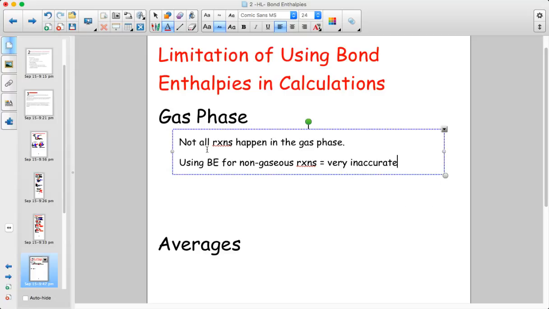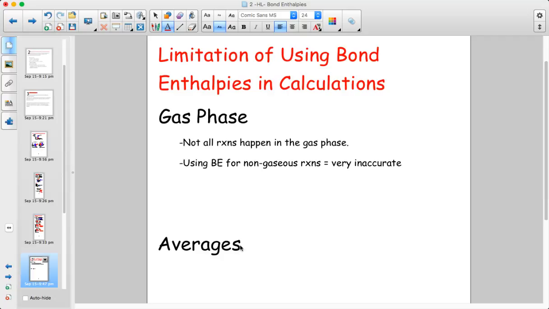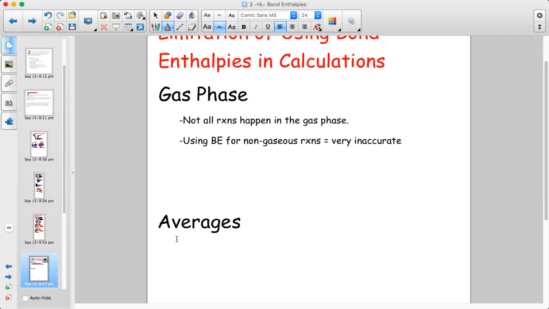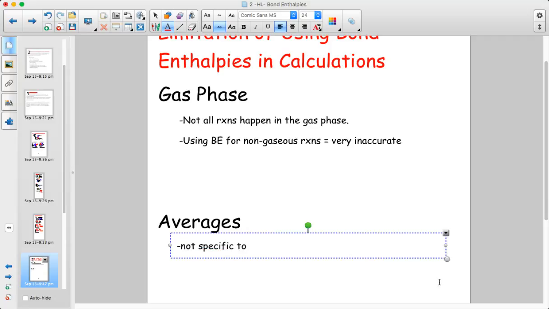Always check if they ask you this question about why is your answer maybe not so accurate. Look at the phases of the reactants and products. If you're not in the gas phase, if you have liquids or solids, then it's likely that's a big reason why your answer is not very close to the literature value. Bond enthalpies are really only useful or at all accurate if you're doing reactions that are in the gas phase. The other reason why they tend to be a little bit inaccurate is that they're average values. So they're not specific to the compounds in the specific reaction being investigated.